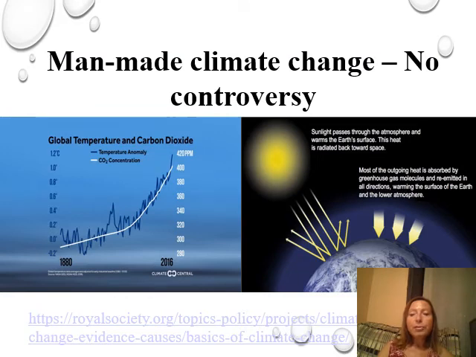So today there is really no controversy that the current climate change that we are experiencing in the 19th, 20th, and the 21st century is primarily caused by human activity. There is a very strong correlation between the buildup of the CO2 and other greenhouse gases caused by our industrial activity and the increase of the temperature.